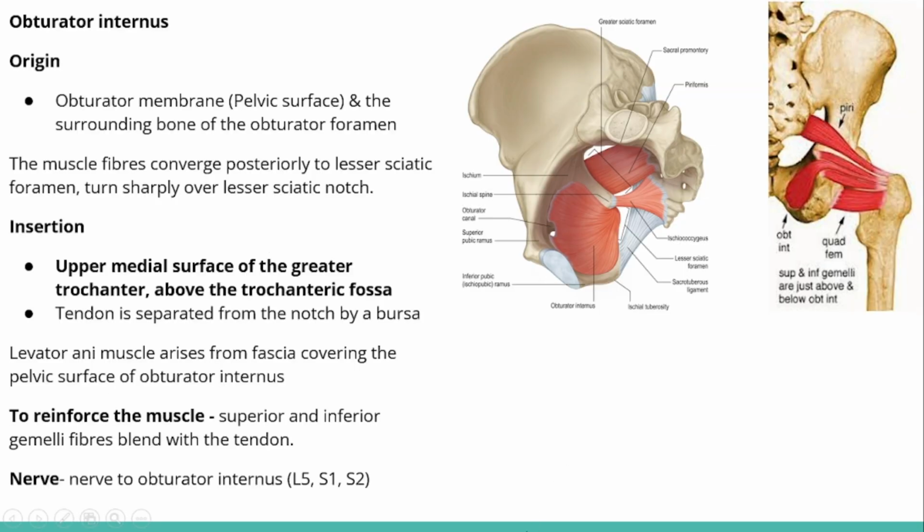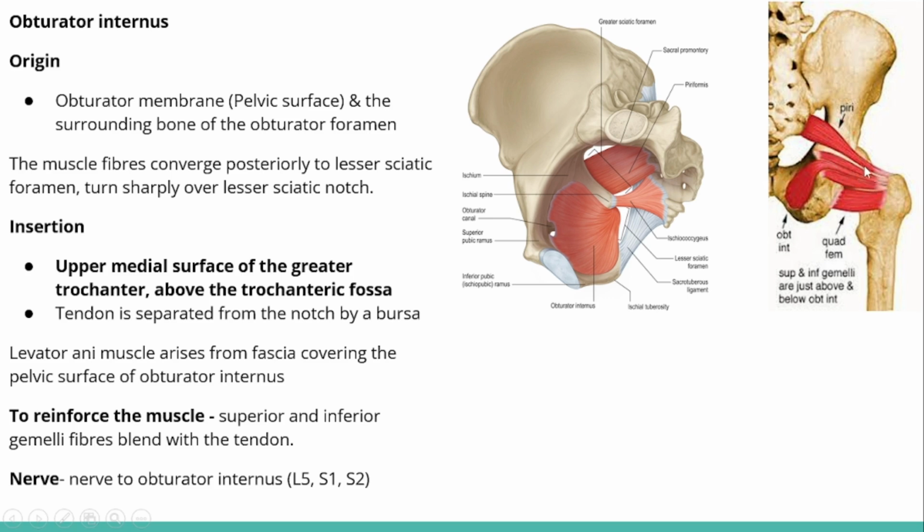Obturator internus muscle. This is the muscle, and it originates from the obturator membrane of the pelvic surface and the surrounding bone of the obturator foramen. Then the muscle fibers converge posteriorly to the lesser sciatic foramen and turn sharply over the lesser sciatic notch. Then again, as I mentioned, it inserts into the medial surface of the greater trochanter.